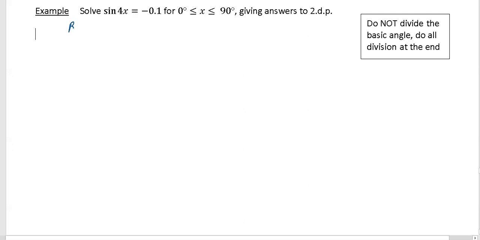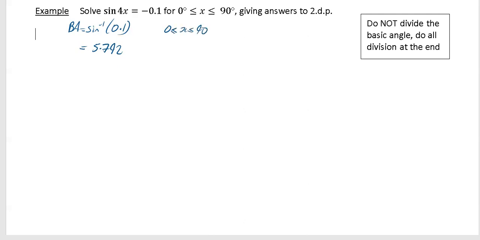So first thing I'm going to do is my basic angle. So basic angle is sine to the minus 1 of, instead of minus 0.1, I'm just putting in 0.1. And when I did this, I got 5.792. This was on 0 is less than or equal to x is less than or equal to 90. But our angle isn't x as it had been in the previous examples. Our angle is 4x. So this x has to multiply by 4 to give you 4x. That means your 0 also multiplies by 4, which is still 0. But more importantly, your 90 multiplies by 4, so it's 360 degrees.